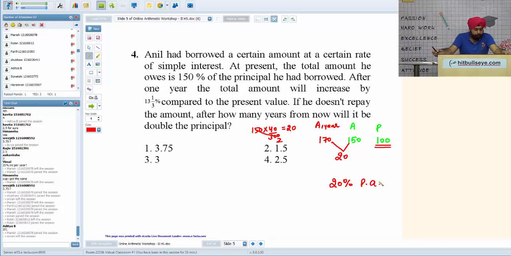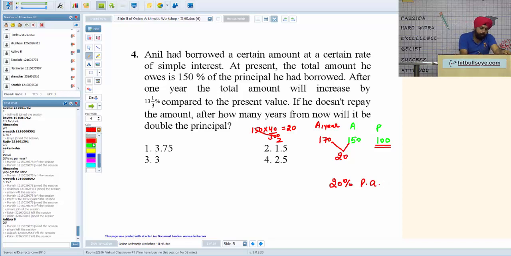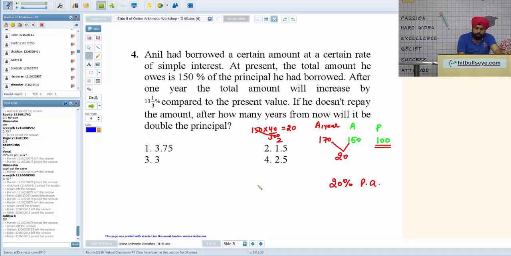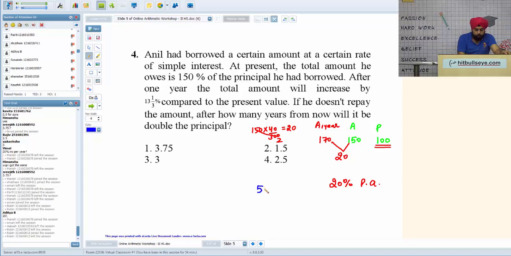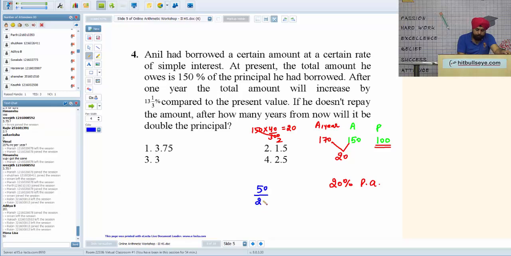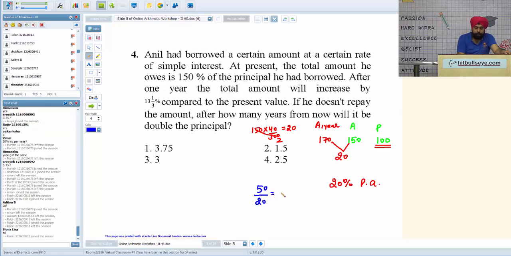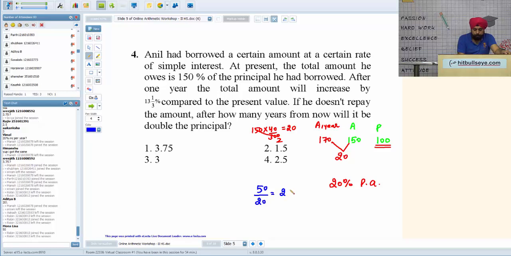Now students, mind it, at present it is already 150% of the principal. So if you have invested 100, it has already become 150. Now how much more do you want to earn as interest? You want to earn 50 rupees more as interest. Principal is 100 only, rate is 20% only. So that means at the rate of 20 rupees per annum, it will take 2.5 more years to do so.